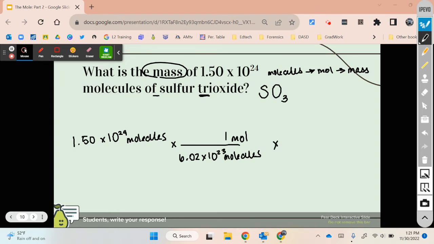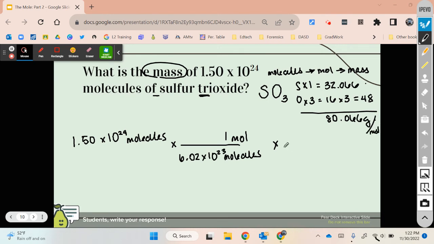But now, in order to get from moles to mass, I'm going to need to use the molar mass of sulfur trioxide. So I'm going to need to add up the sulfur and the oxygens. There's 1 sulfur, 3 oxygens. So sulfur is 32.066 grams. Oxygen is 16, but there's 3 of them, which is equal to 48. When I add those up, that's going to be equivalent to 80.066 grams per mole.